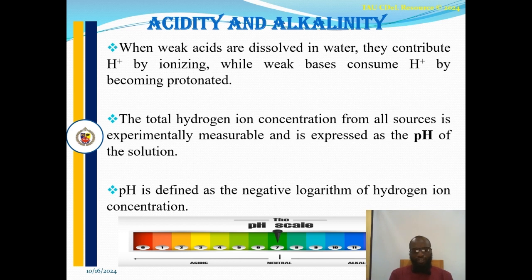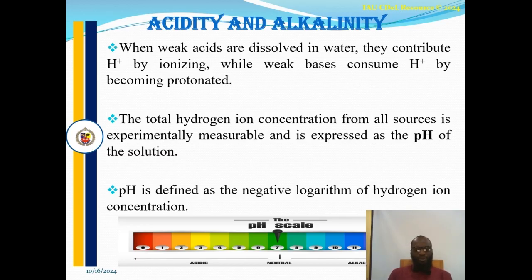The pH scale runs from 0 to 14. 7 is neutral. Below 7, 6 to 0 is acidic, while above 7, 8 to 14 is alkaline. So the farther away from 7 on the left, the more acidic it is. So a substance of pH 1 is more acidic than a substance of pH 6.